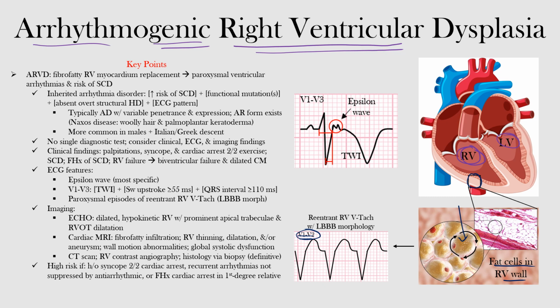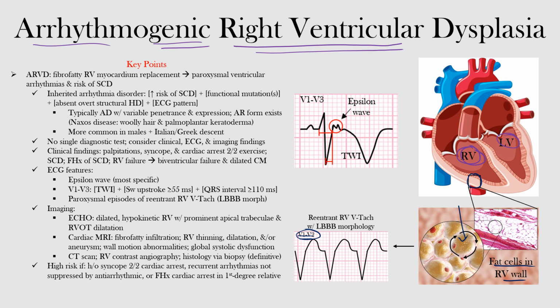Arrhythmogenic right ventricular dysplasia has been associated with up to 20% of all sudden cardiac deaths in individuals under the age of 35 years. And it's considered to be the second most common cause of sudden cardiac death in young individuals after hypertrophic cardiomyopathy. Oftentimes, this disorder is inherited in an autosomal dominant fashion with variable penetrance and expression.